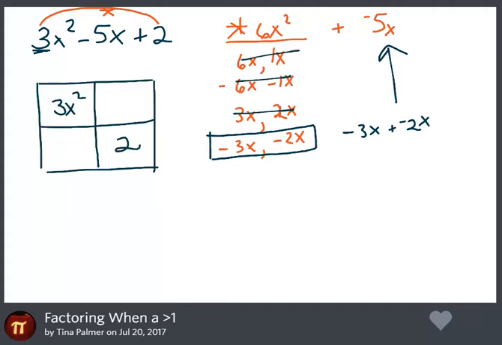To set up again, I know that my first term is going to be 3x squared, my final term is going to be 2, and then I want these two here. I need those to add up to be negative 5x, whatever they are. And I know what they are because we went and found them. They're a negative 3x and a negative 2x, so I'm going to put a negative 3x and a negative 2x like that.